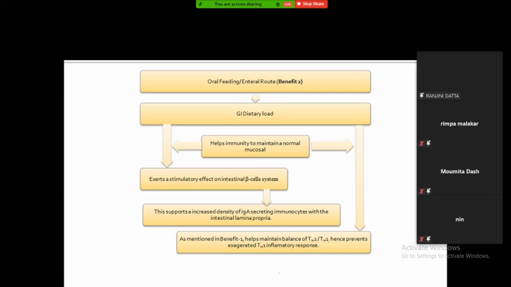This will support the increase of the density of the IgA or the immunoglobulin.